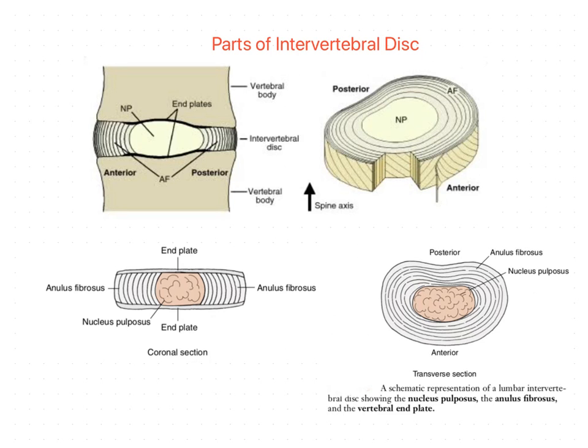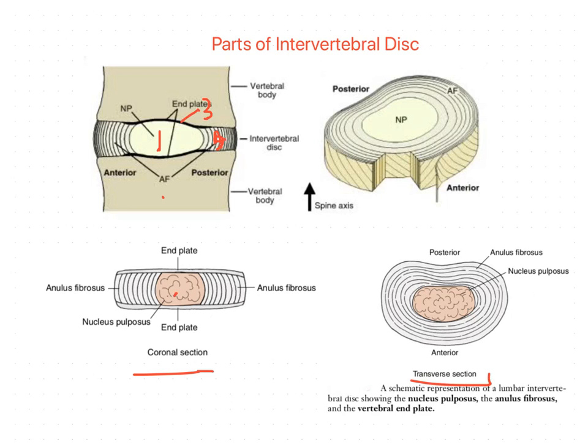Here we can see the intervertebral disc in the coronal section as well as the transverse section. The intervertebral disc consists of three parts. One is the nucleus pulposus, the second is the annulus fibrosus, and the third is the vertebral end plates. So the intervertebral disc is composed of three parts. The first is the nucleus pulposus. We can find this nucleus pulposus as a gelatinous mass in the center of the disc.